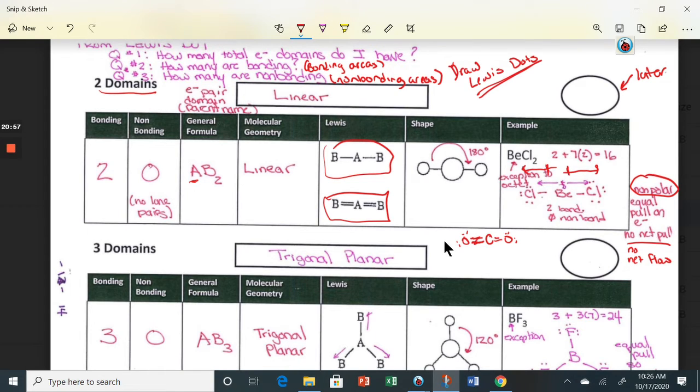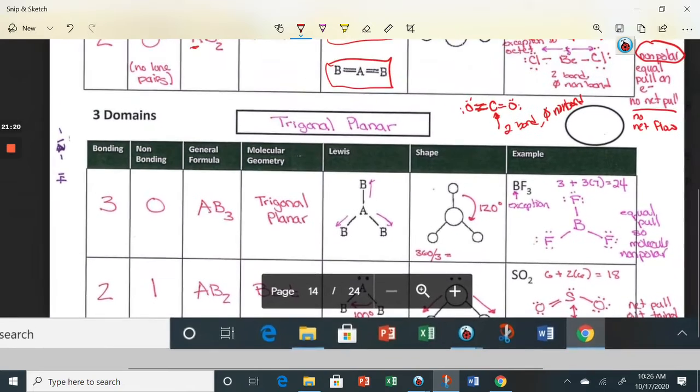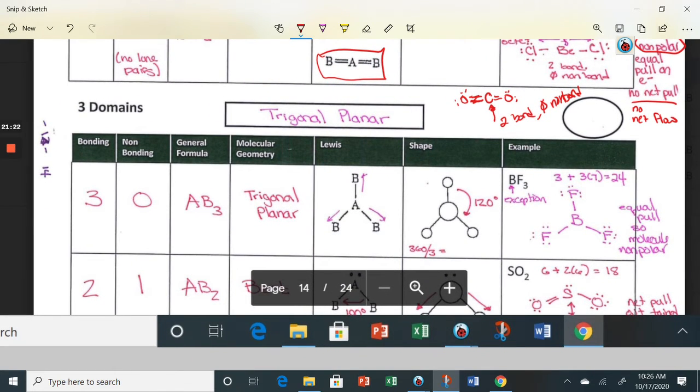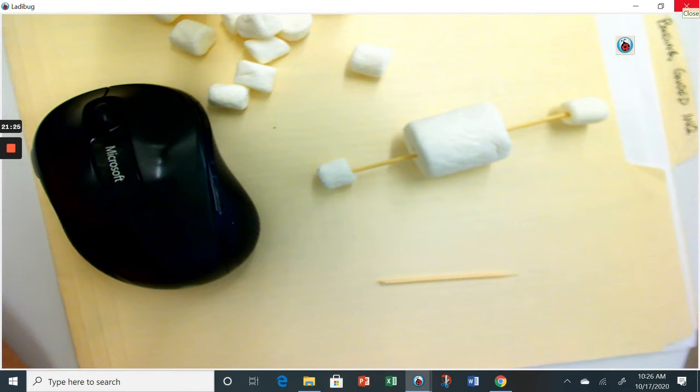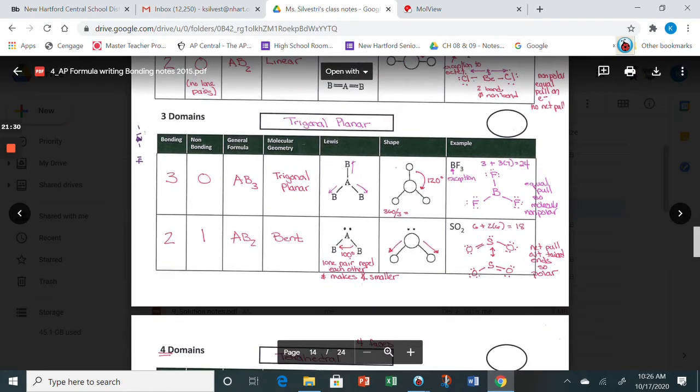So that'll be linear. 2 bonding, 0 non-bonding. Remember, we're talking about the central atom, not the oxygens, the central atom. 2 bonding pairs, 0 non-bonding. And remember, I put a line through my 0 to keep it straight from whether it's a 0 or an oxygen. Now we go to the next type. And that's why I said, that's what I'll do, guys. I'll switch. Move this up so that all gets on there and we can talk about it.